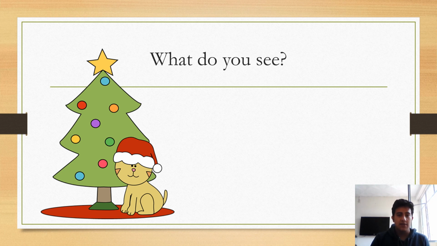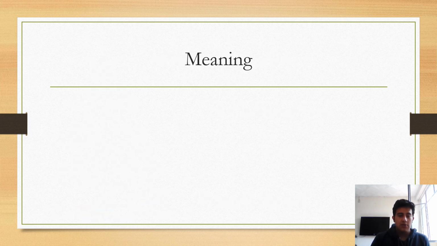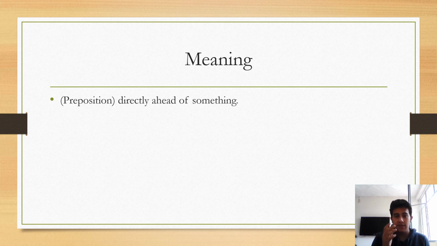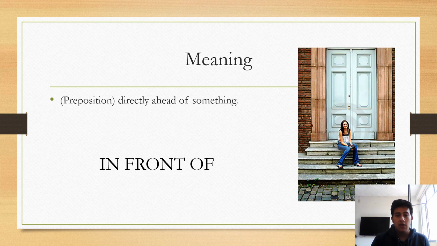Now, what do you see in this image? What do you see in this picture? Probably a cat, a Christmas tree, a star, but the most important thing is, where is the cat? So let's see the meaning. The word is a preposition, and it means that something is directly ahead of something, okay? So do you know the word? It's in front of. It is pronounced in front of. Here you can see how this girl is in front of a door.